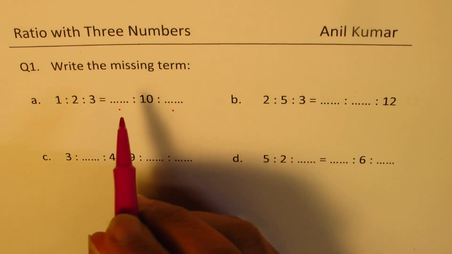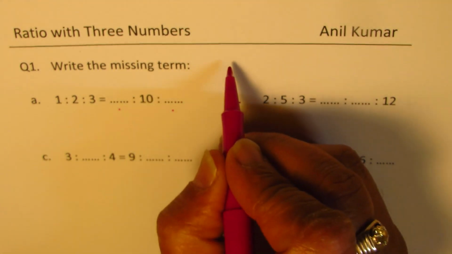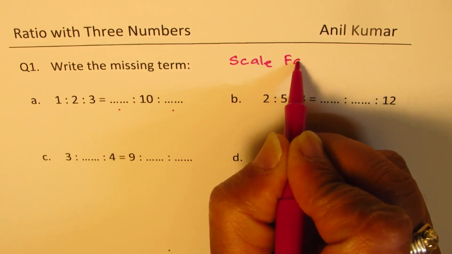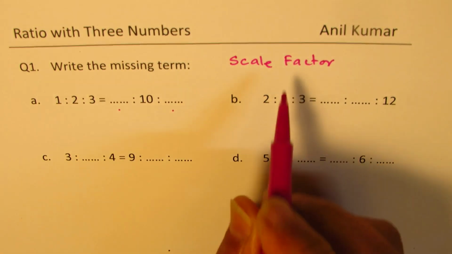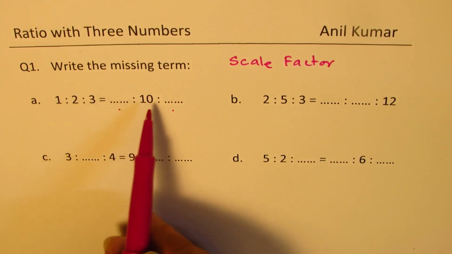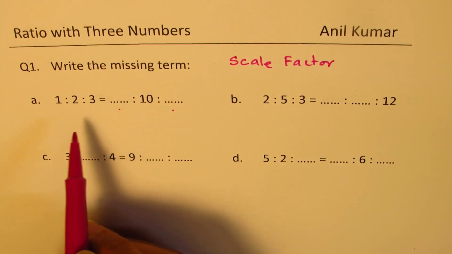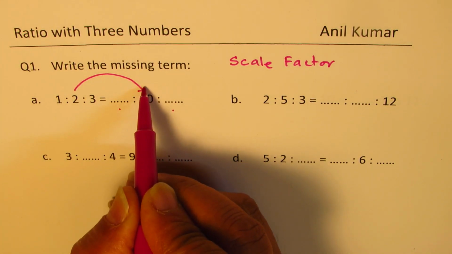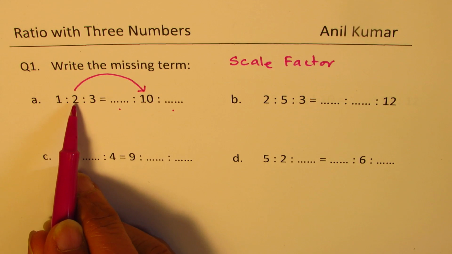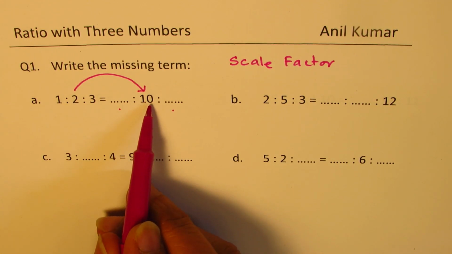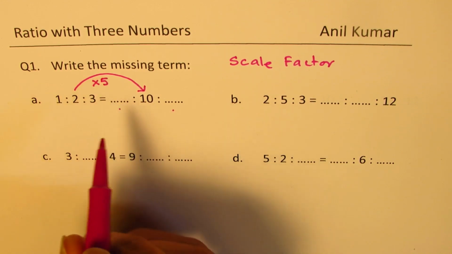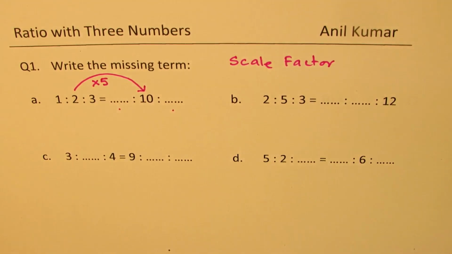We need to find these values by using a scale factor. That is the key. Scale factor is a number which relates the ratio. Now here we'll see the corresponding position of the middle term which is given to us. 2 is to 10. That means it is times 5. The scale factor here is 5.